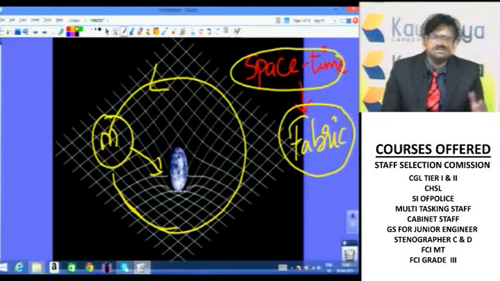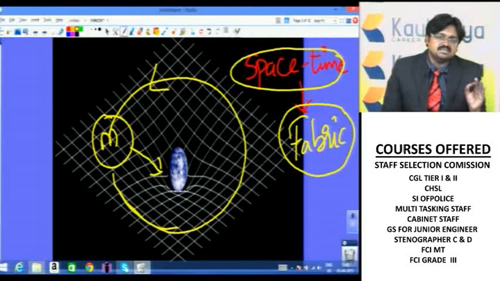Now what is the distance between sun and earth? The average distance between sun and earth is 149 million kilometers. Okay, it is actually 149 million. A million is 10 lakhs. So 1490 lakh kilometers. So the sun is at a distance of 1490 lakh kilometers from the earth.